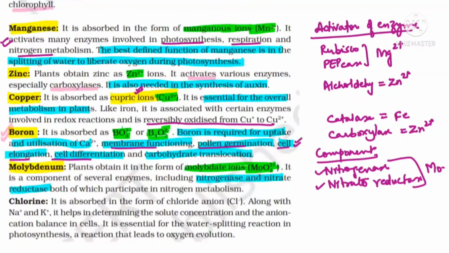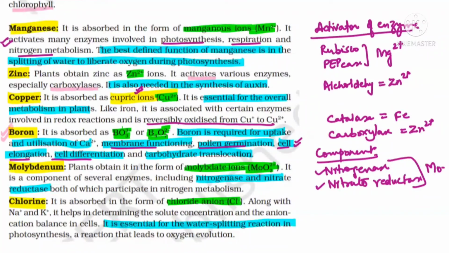Now, the last mineral ion is chlorine. It is absorbed in the form of chloride ions. This one, chloride anion. Okay, negative charge means anion. So they can ask you the question: which is absorbed in the anionic form, which is absorbed in the cationic form, which is absorbed in both. Chlorine, along with potassium and sodium, helps in maintaining the anion-cation balance. It is also essential for water splitting.